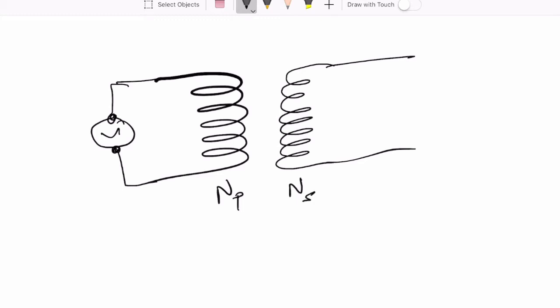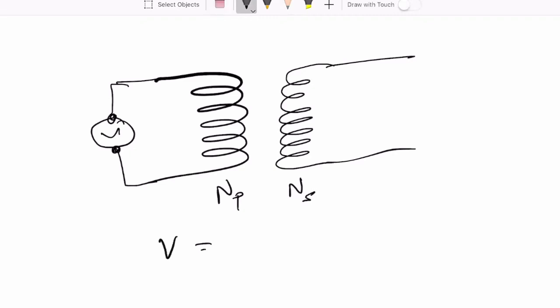Okay, so we want to find out the EMF induced in the primary. So that is going to be, according to the flux rule, the magnitude of the EMF induced, and I'll just use V for EMF instead of E.